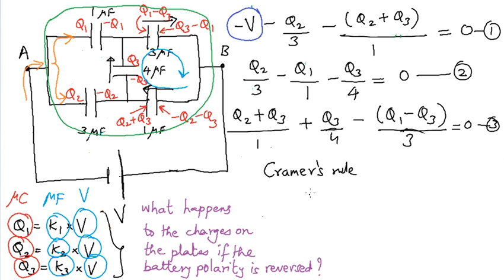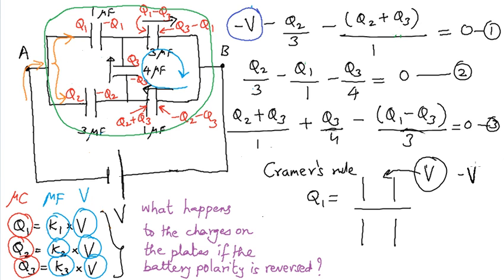Now you are well aware that when you write the solution for Q1, let us say by Cramer's rule, you get it as the division of two determinants, and the determinant in the numerator is going to contain the term V. So just imagine that before reversing the battery polarity, whatever value of V you substituted in this determinant, you are now going to substitute a value of minus V in its place, and that is because in equation number 1 V has got replaced by minus V.